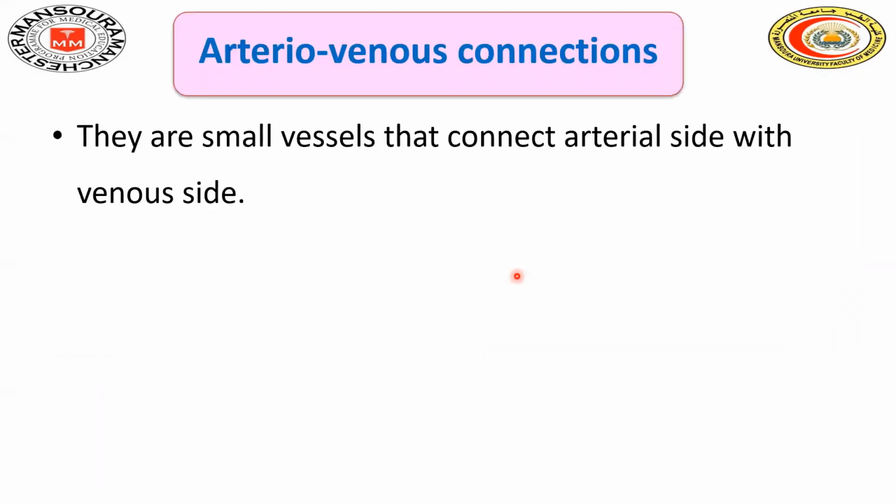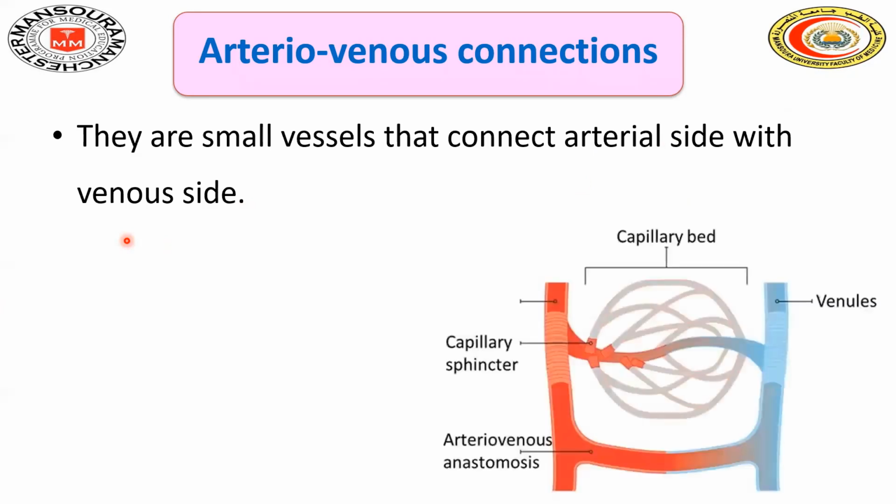The AV connections are the small vessels which connect. From its name, it is AV connection. So they are connecting arteries with veins. They are the vessels which connect the arterial side with the venous side. This is the definition of the AV connection. Here we have one artery and one vein, and the connecting vessels connecting arteries with veins are what we call AV connection.